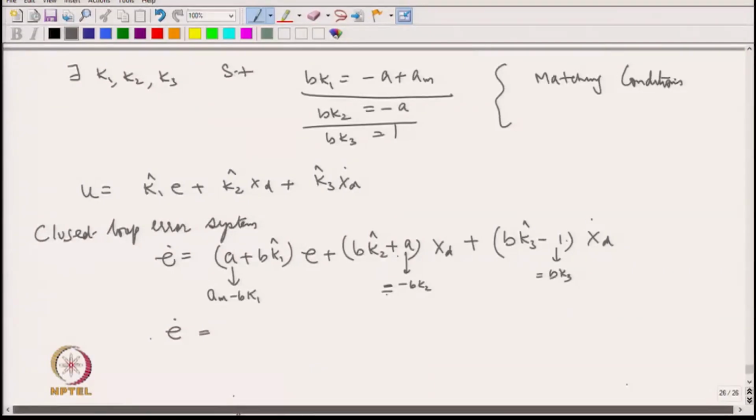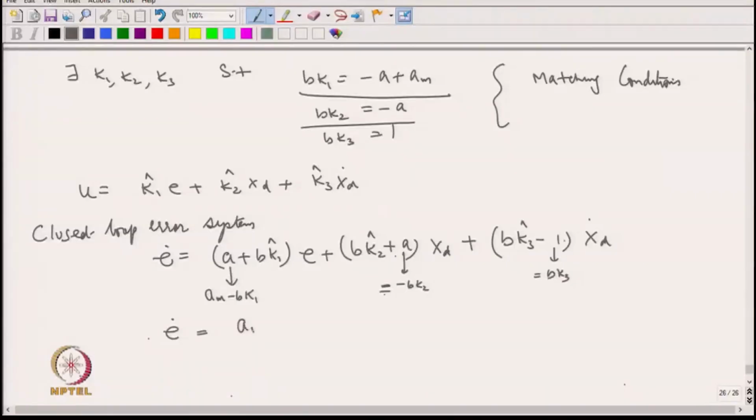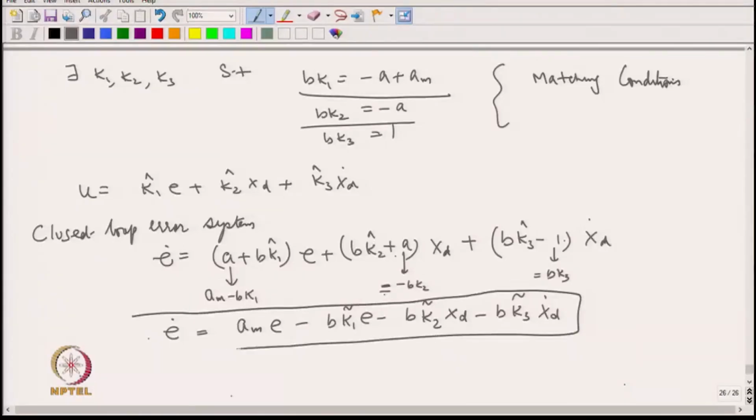AM E minus B k1 tilde E minus B k2 tilde xd minus B k3 tilde xd dot. All right. So, this is our closed loop error system for the command tracking case.